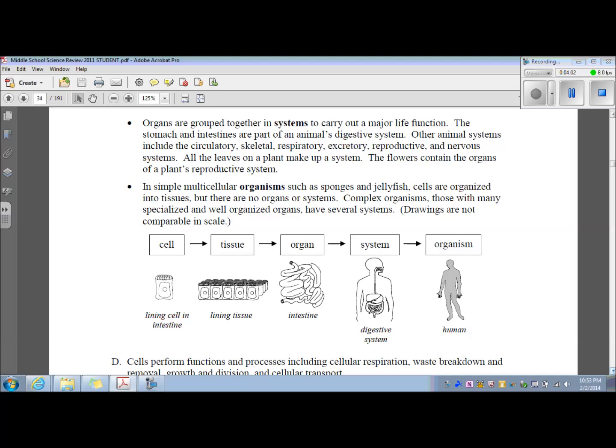Other animal systems include the circulatory, skeletal, respiratory, excretory, reproductive, and nervous systems. All of the leaves on a plant make up a system. The flowers contain the organs of a plant's reproductive system. In simple multicellular organisms such as sponges and jellyfish, cells are organized into tissues, but there are no organs or systems. Complex organisms, those with many specialized and well-organized organs, have several systems. Drawings are not comparable in scale.